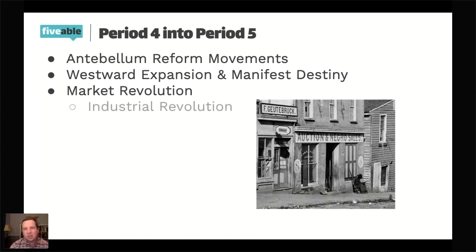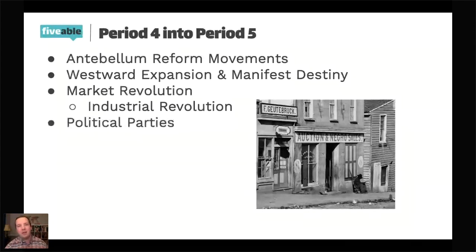The Industrial Revolution, but this is the early parts of this, but that's going to continue on into periods 5 and 6. And then we also have political parties in period 4, the Whigs and the Democrats. Those are going to play an important role at the beginning of period 5 because they're going to split, and we're eventually going to get the third party system, the Republicans and the Democrats, although they have nothing to do with today's political parties.